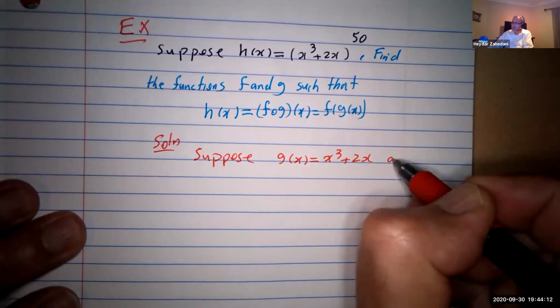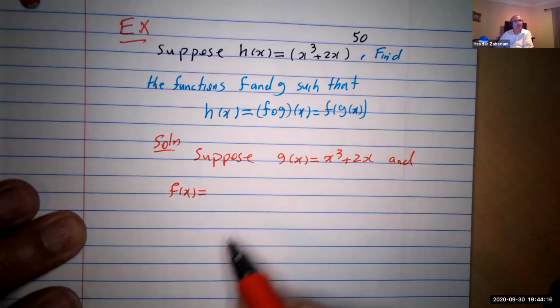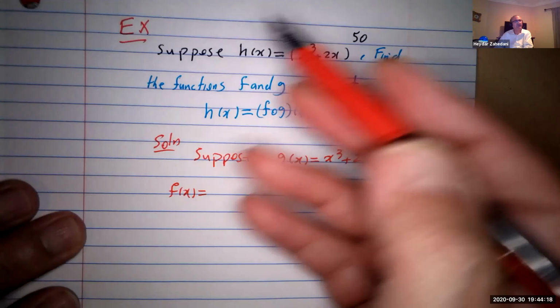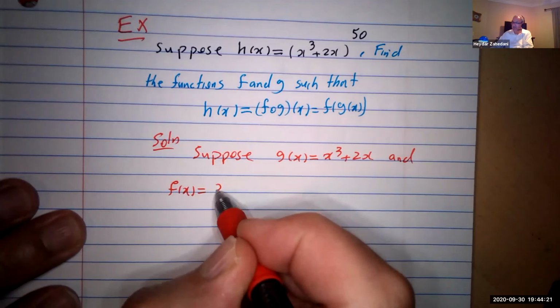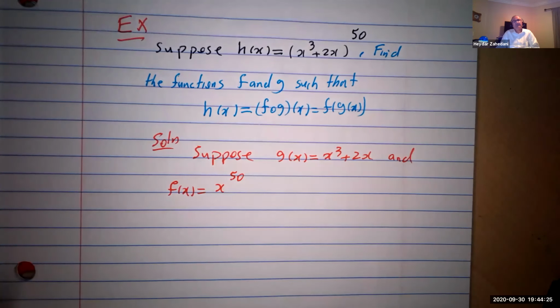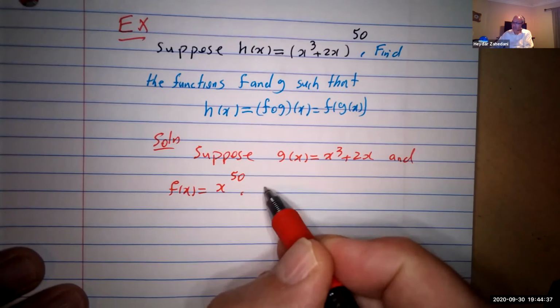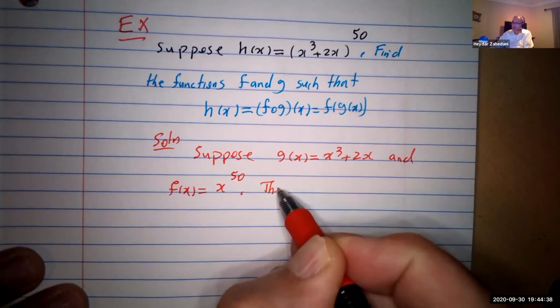What is the outside operation? Just a power function, something to the 50. If you compose these two, automatically you get h, because h is a combination of inside parentheses and outside parentheses. So we have to confirm it. If this is the case, then compose them together. Find f of g of x.